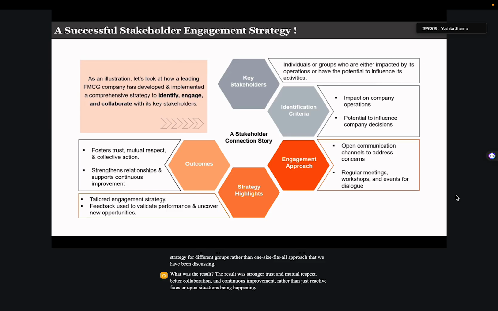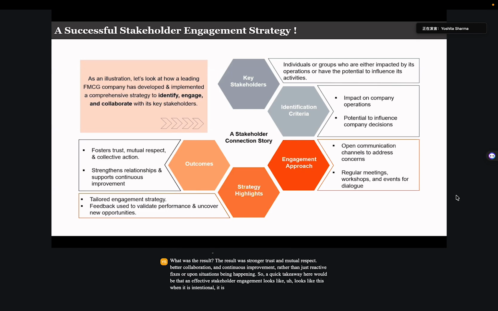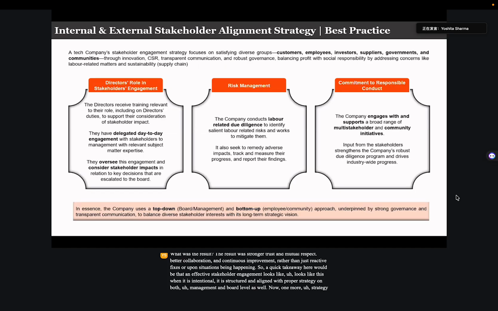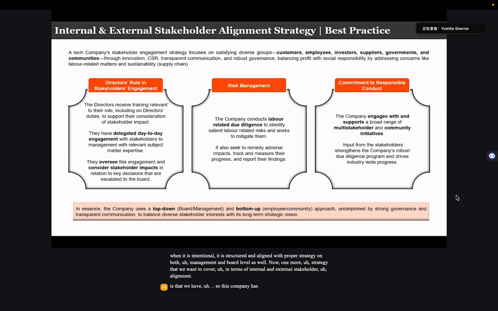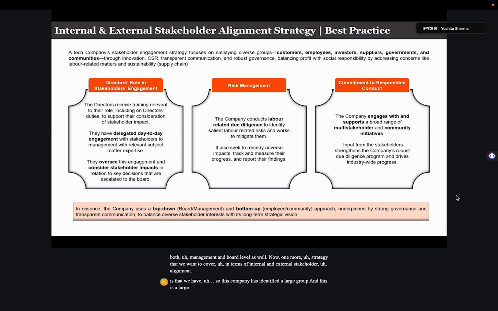So a quick takeaway here would be that effective stakeholder engagement looks like this when it is intentional, structured, and aligned with proper strategy at both management and board level as well. Now, one more strategy that we want to cover in terms of internal and external stakeholder alignment is from a large organization with the best approach that we could identify.